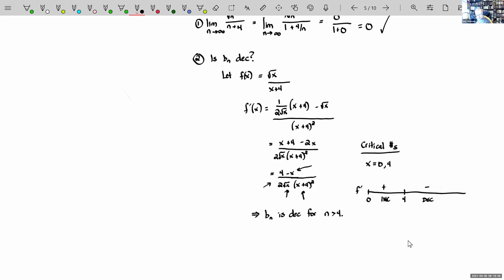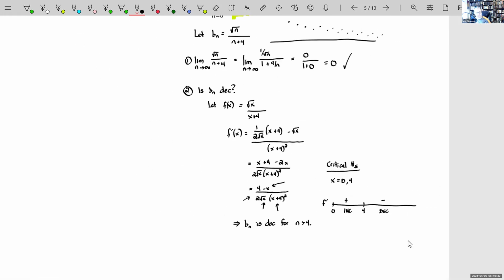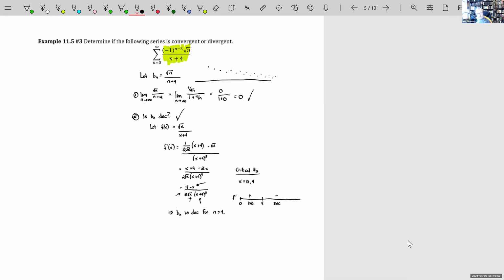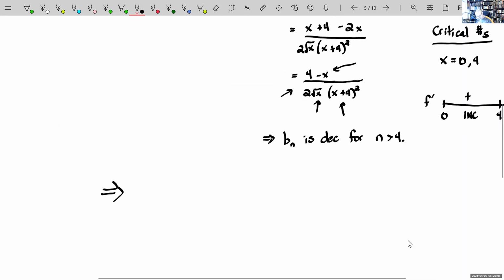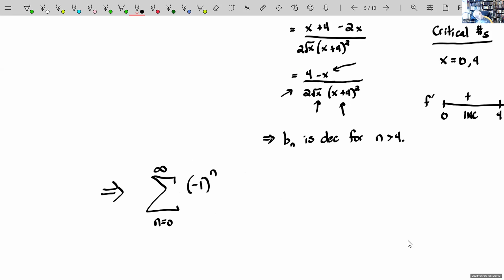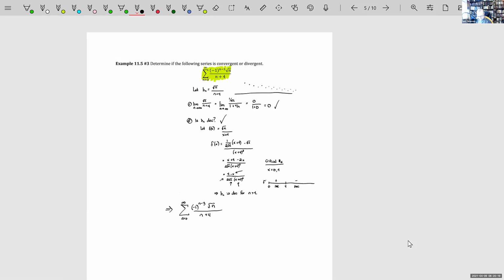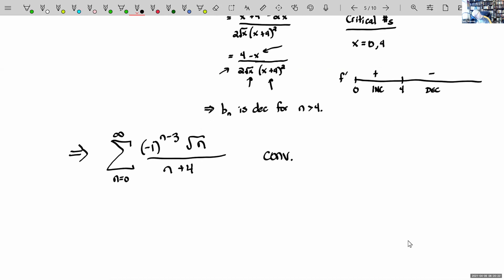So we have already shown our sequence, our non-alternating factor sequence, tends to 0, and it is eventually decreasing. Hence, the series up there, highlighted, well, not the whole thing, now it's highlighted, that will converge by the alternating series test. So let me write that down. This implies, I'll even write the series here. Series n equals 0 to infinity of (-1) to the n minus 3 of root n over n plus 4. Was that what it was? Yeah. Converges by the alternating series test.